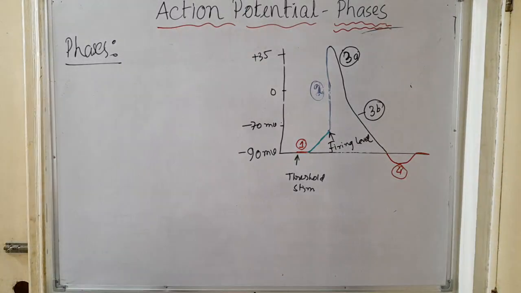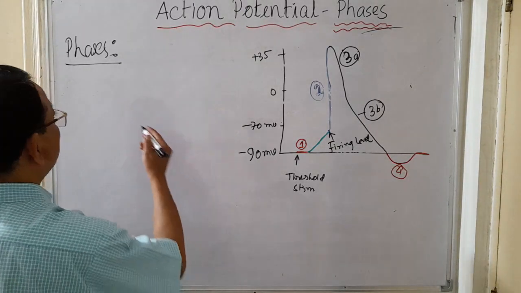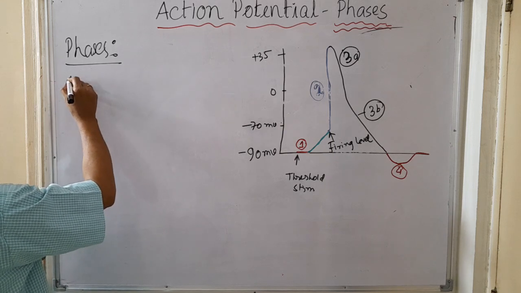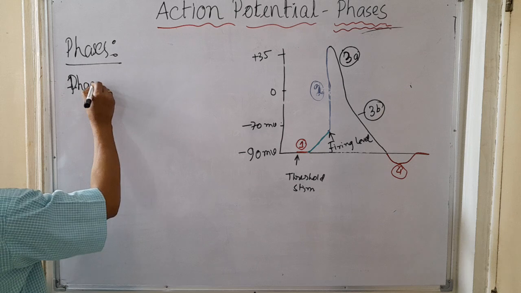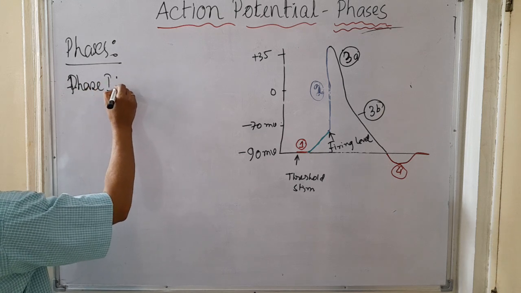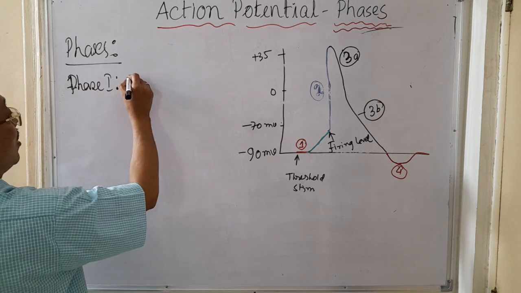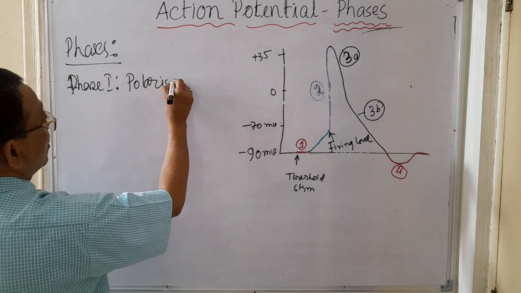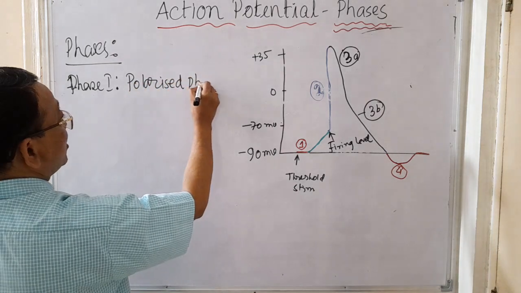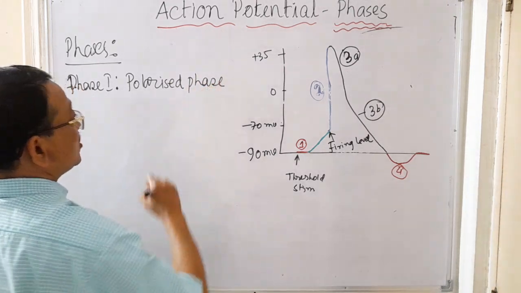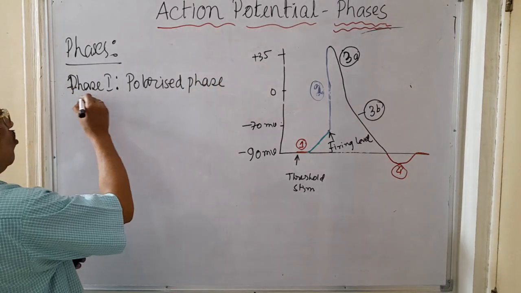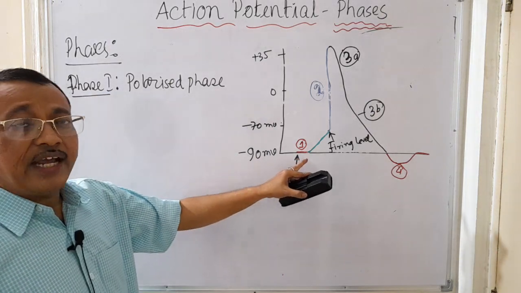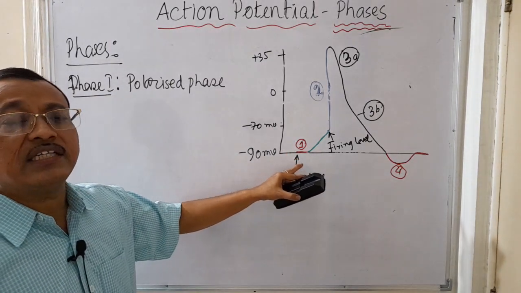So let us see now what are the names of these phases and what are the causes of these four phases. The first phase, as I told, is phase one. Phase one is known as the polarized phase or resting phase. So why is it the polarized phase? Because in this phase, the resting membrane potential is maintained.